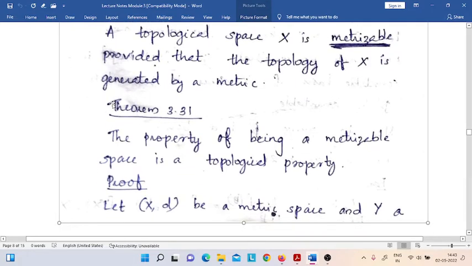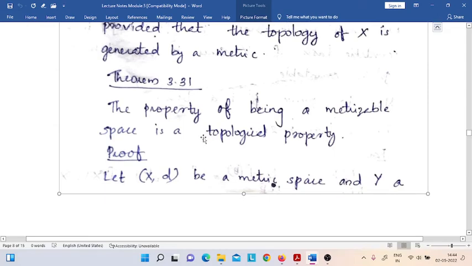What does it mean? It means let X be a topological space which is metrizable, and Y be another topological space which is topologically equivalent to X. Then Y will also be a metrizable space. That means we can find a metric on Y such that the topology on Y can be generated by that metric. So, see the statement: the property of being a metrizable space is a topological property.